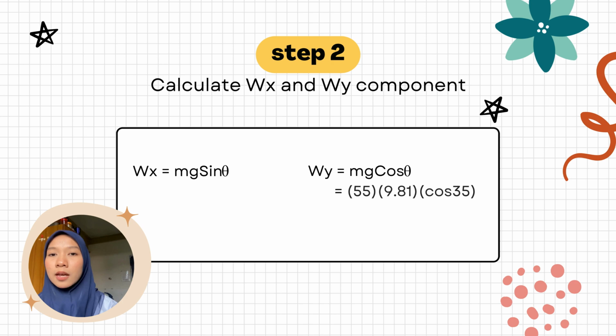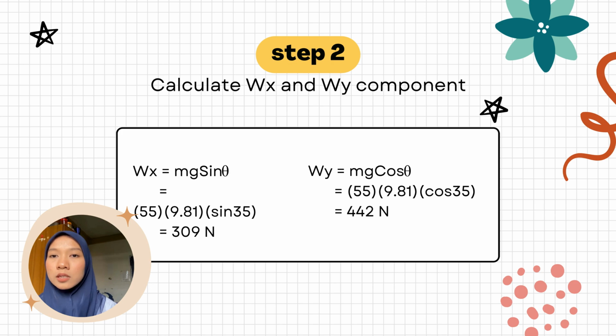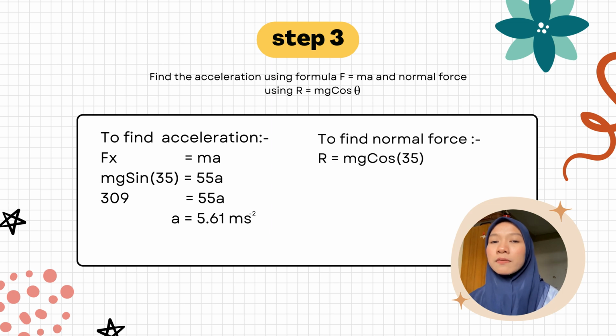Move to the second step. First, Wx equal to mg sin theta, which is 55 multiplied by 9.81 and multiplied by sin 35 degrees. So we got the answer Wx equal to 309 Newton. Then the Wy is equal to mg cos theta, which is 55 multiplied by 9.81 and multiplied by cos 35 degrees.